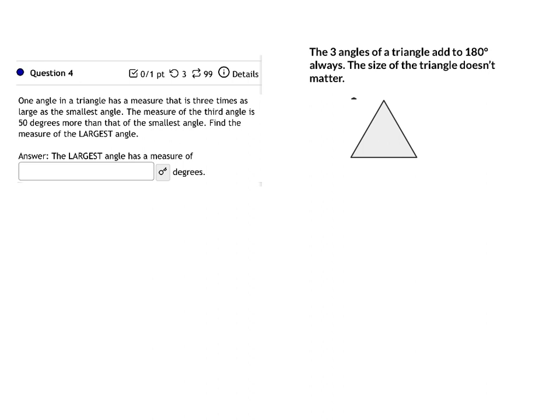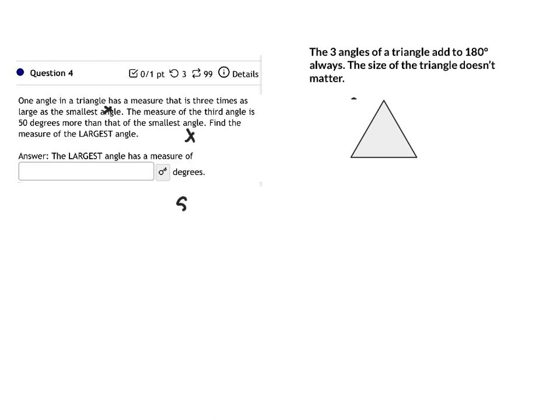In this problem, notice that there are 3 angles on a triangle, and they're comparing one angle to the smallest angle, and then comparing the other angle to the smallest angle. It says one angle in a triangle has a measure that is 3 times as large as the smallest angle. So let's make the smallest angle x. And then it says the measure of the third angle is 50 degrees more than that of the smallest angle. That's x. So we'll do that x again.